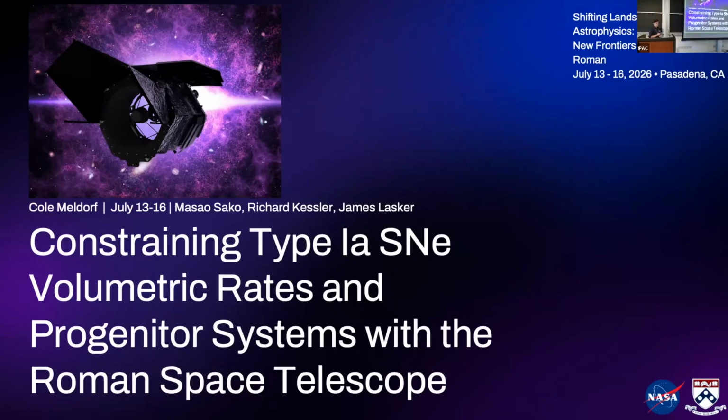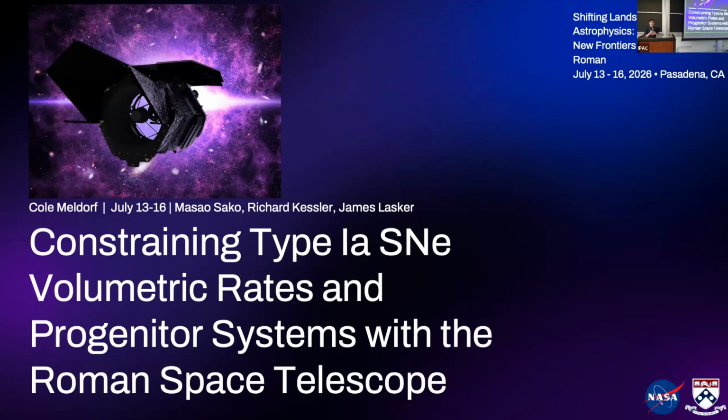I'm Wang Lim, a staff scientist here at Caltech at IPAC, and I'm chairing this session. Our first speaker is Cole Meldorf, from UPenn, and the talk is about constraining Type 1a supernovae volumetric rates and progenitor systems with the Roman Space Telescope.